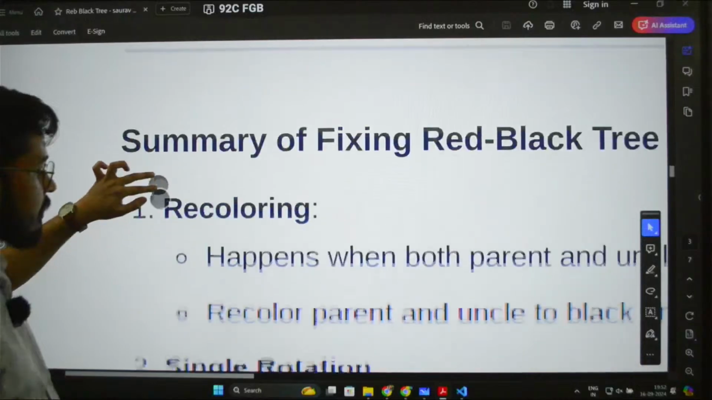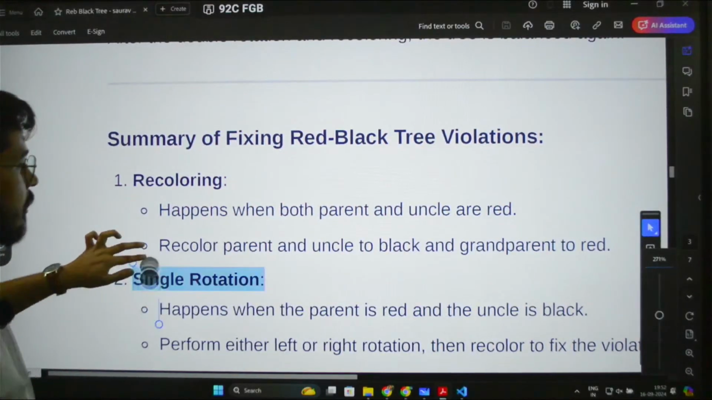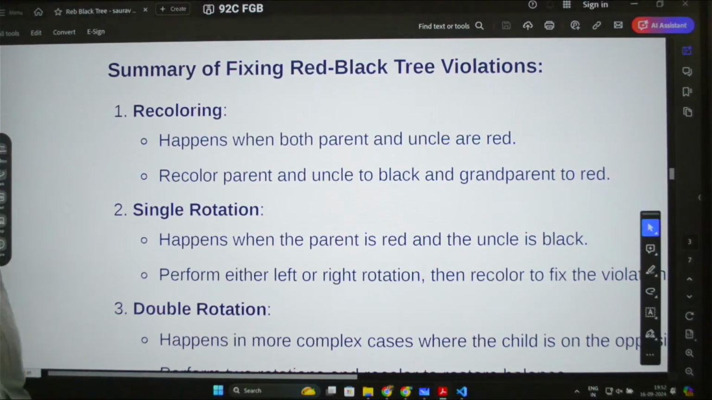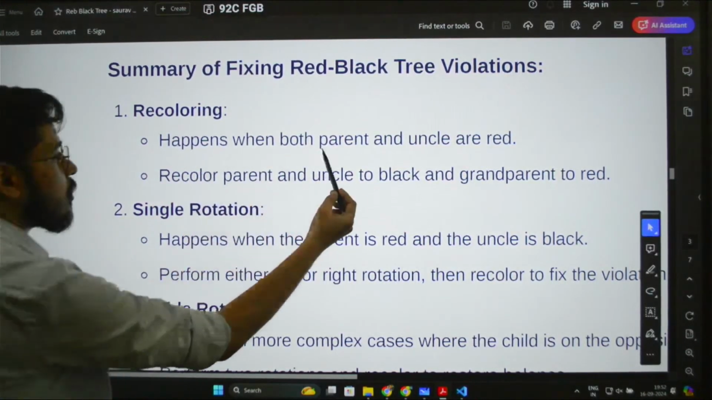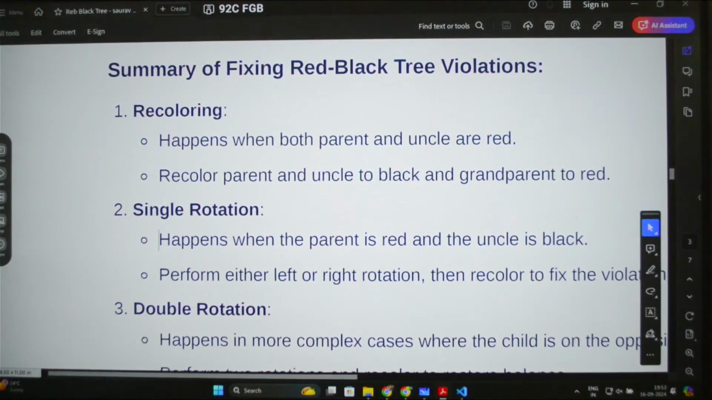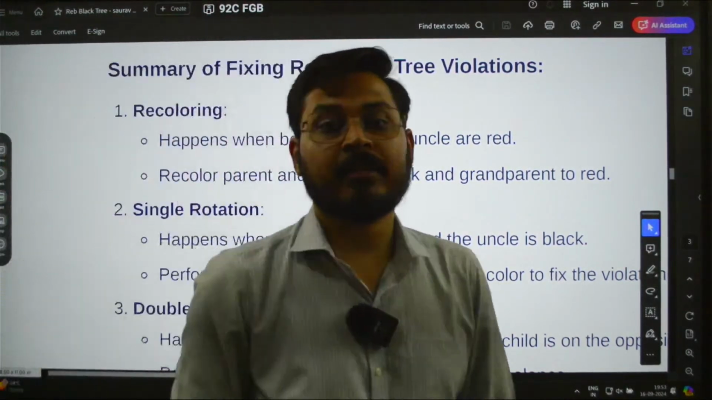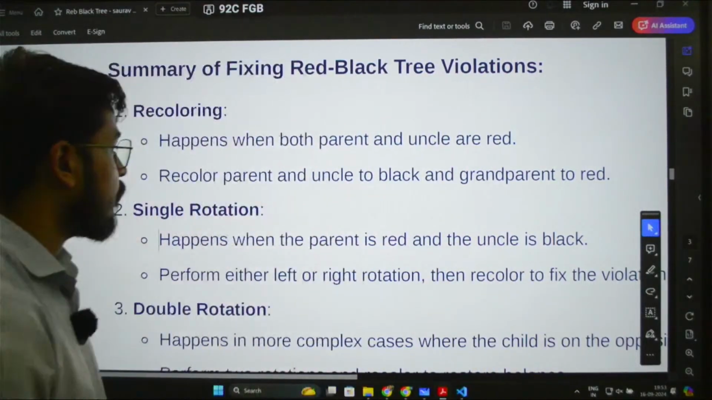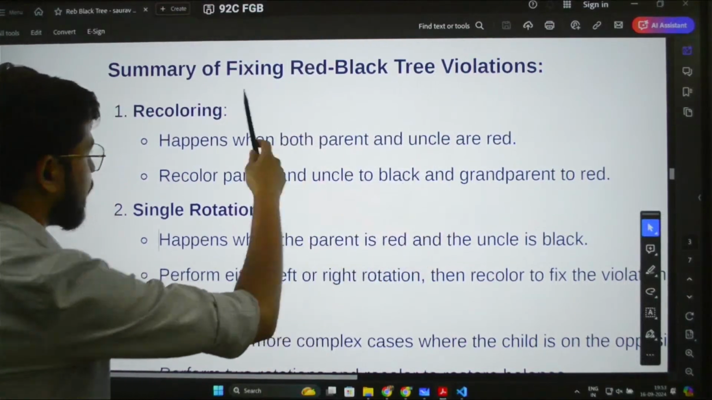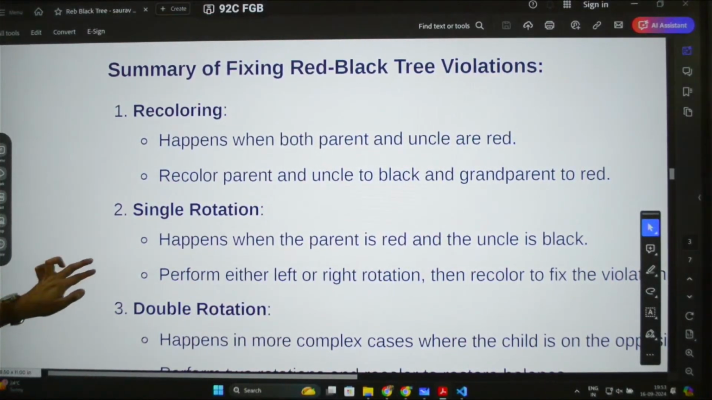So, all of these are the different cases. Okay. So, this is the summary of red and black trees. Recoloring happens when both the parent and uncle are red. We can just directly recolor it if both the parent and the uncle are red. Recoloring parent and uncle to black and grandparent to red, and we can do that. This is how this is going to be red.